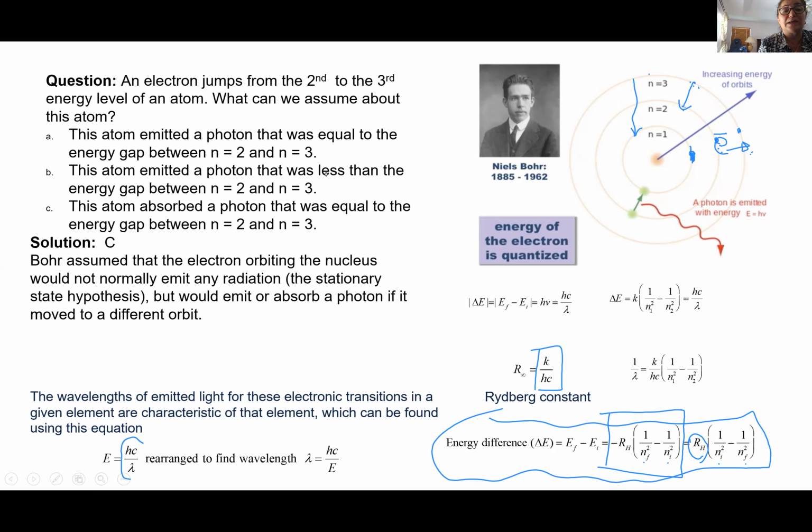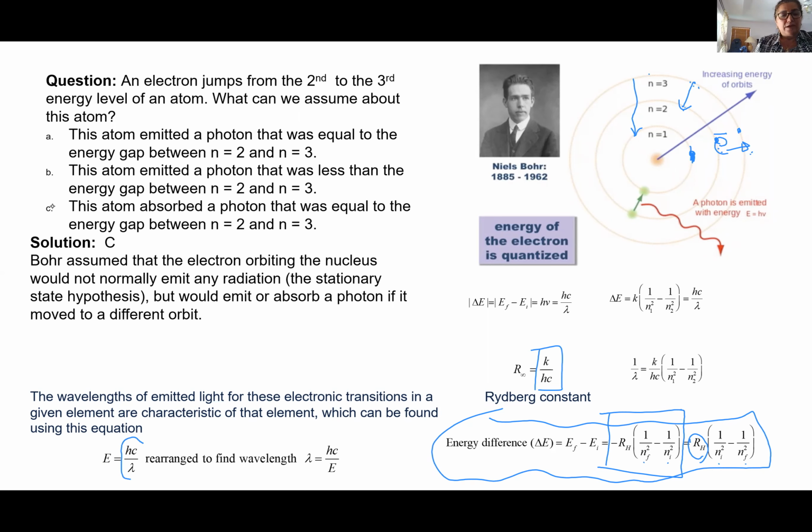This atom emitted a photon that was less than the energy gap. That is also incorrect, because first of all, it's going to be equal to the energy gap. Second, it is absorbed and not emitted. This atom absorbs a photon because if it's in level 2, it has less energy. If it wants to go to level 3, it needs more energy. The difference in energy needs to be absorbed, and C would be the correct answer.